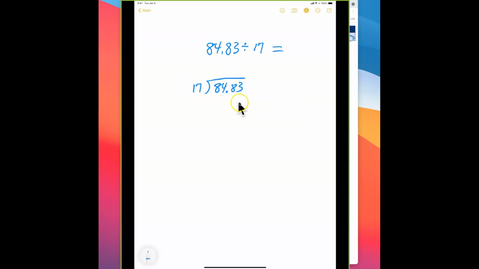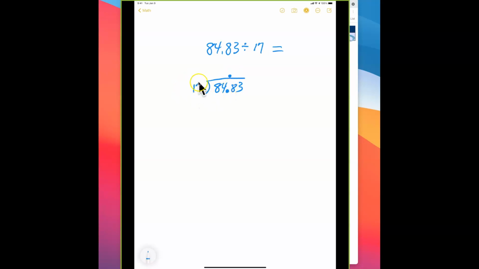And before we start, we do have a decimal point here, but we don't have to worry if the decimal point is in the dividend, the thing that's being divided. We just have to put it above the decimal point on this line. So we want to have everything lined up, and then we'll go ahead and divide.